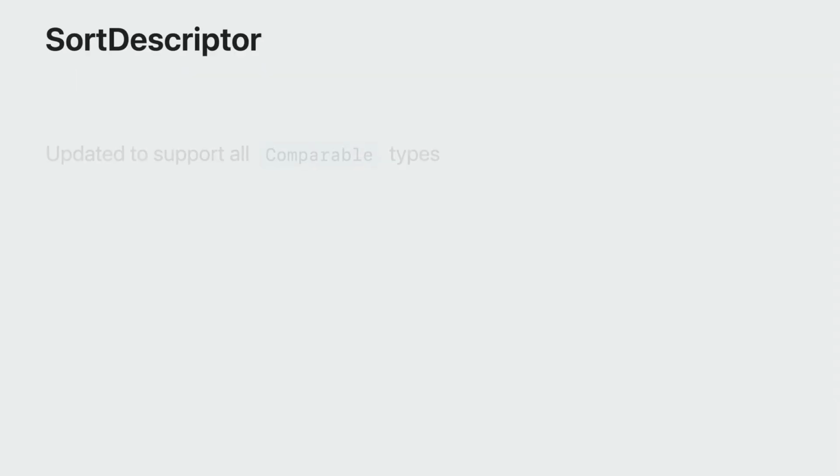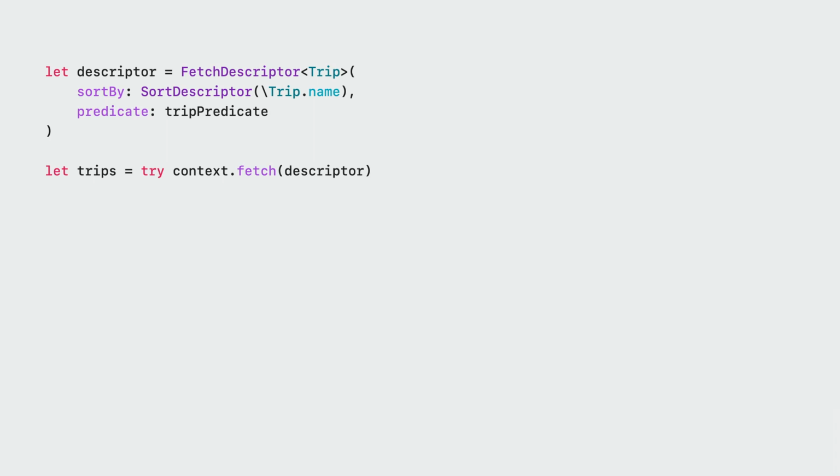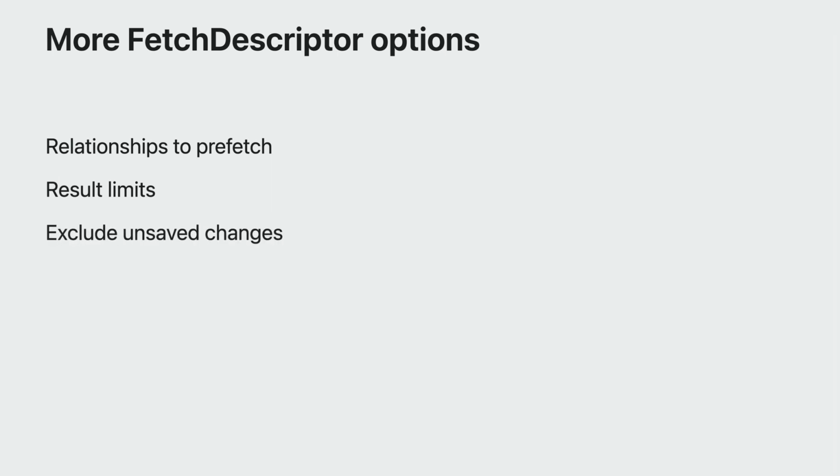Working together with fetch descriptor, Swift's sort descriptor is getting some updates to support native Swift types and key paths. And we can use sort descriptor to specify the order in which we'd like our fetched trips to be organized. Fetch descriptor offers many other ways to tailor your SwiftData queries. In addition to predicates and sorting, you can specify related objects to prefetch, limiting the result count, excluding unsaved changes from the results, and much more.